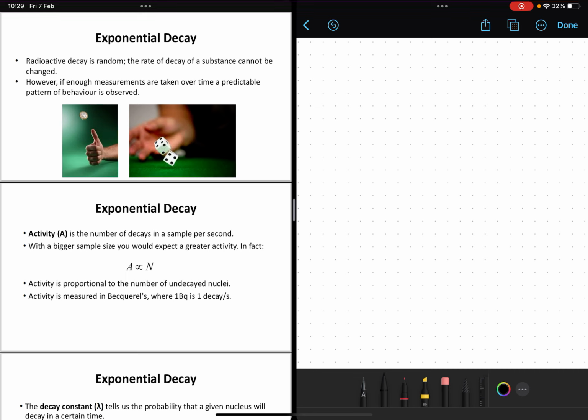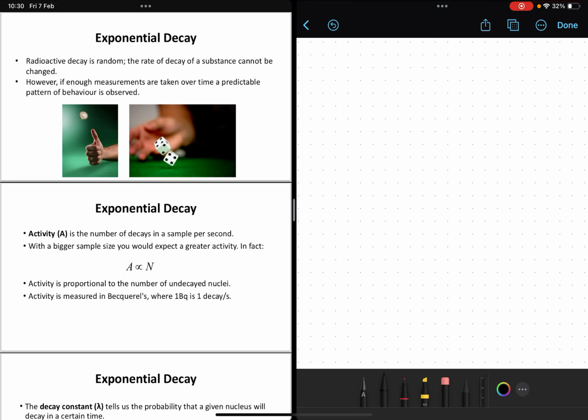So firstly, radioactive decay is random. In other words, you cannot predict when a particular nucleus is going to decay. You cannot say that it's going to decay in 2 minutes or 4 minutes. All you can do is say that there's a probability of it decaying. It's also spontaneous. So all those external factors that we can often change to influence the rate of reaction, for example, pressure or temperature, do not change the rate of radioactive decay.